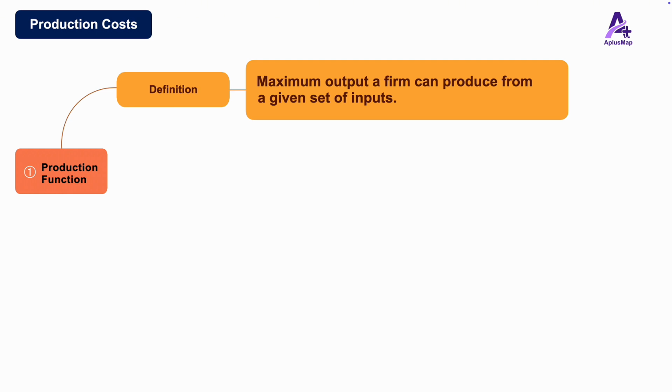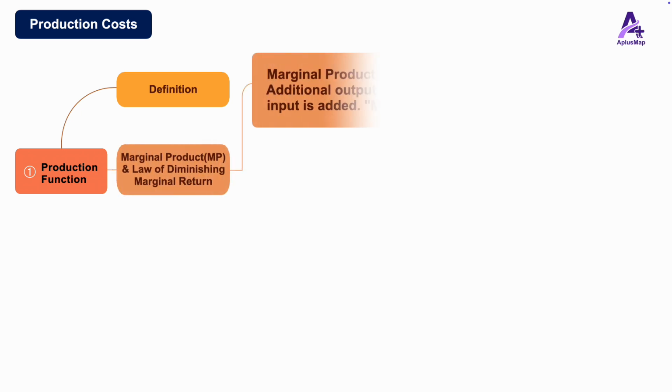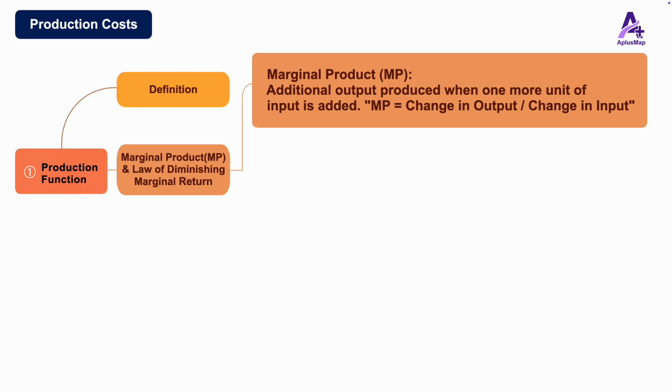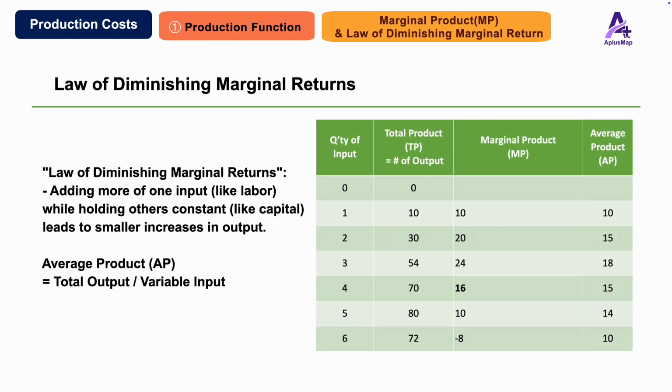Here's where it gets interesting, because our source actually has this great table for a cookie bakery example. It shows how the number of cookies changes as you add more workers. And looking at that table brings up a really crucial concept, marginal product, or MP. This is a big one for the AP exam. It's the extra output you get when you add just one more unit of input, like one more baker. How many additional cookies did that new baker actually produce? We figure it out by taking the change in total cookies and dividing it by the change in the number of bakers.